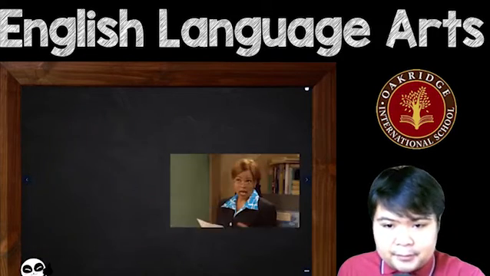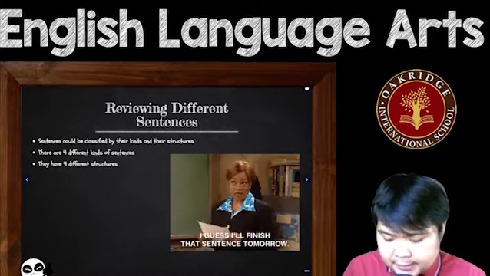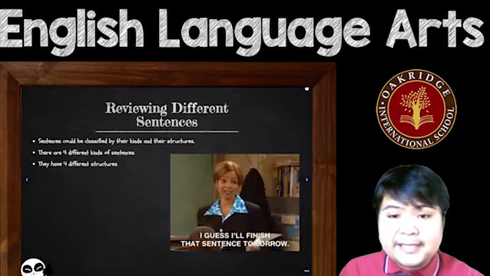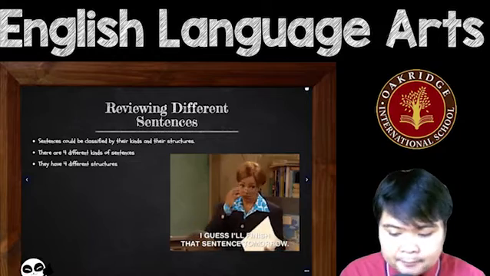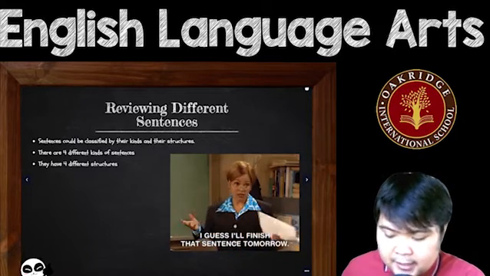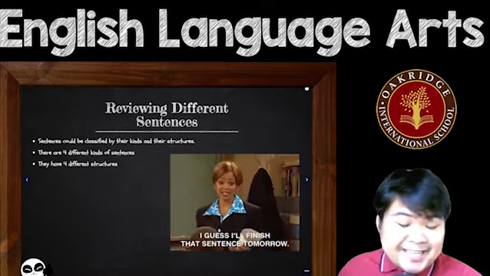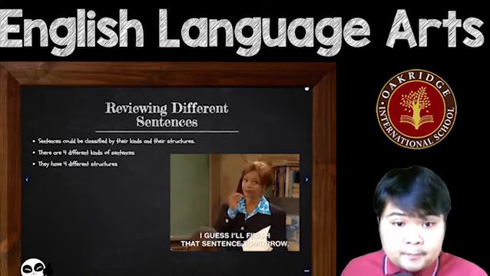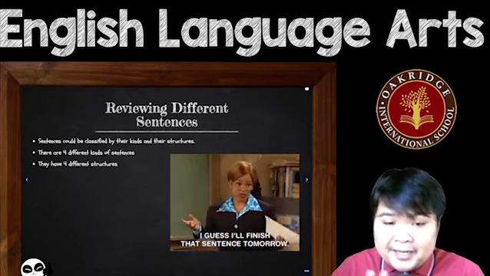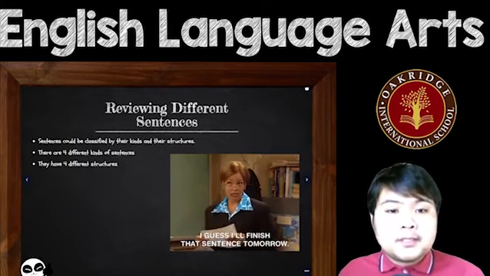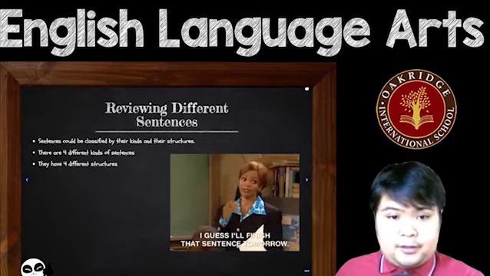All right. So, first things first, we have to understand what sentences are. Let's try to recall and review what sentences are. Again, sentences are a group of words with a subject and a predicate, and they have a complete thought. These are the three important criteria for a sentence. It should be a group of words, it should have a subject and a predicate, and it also should have a complete thought.